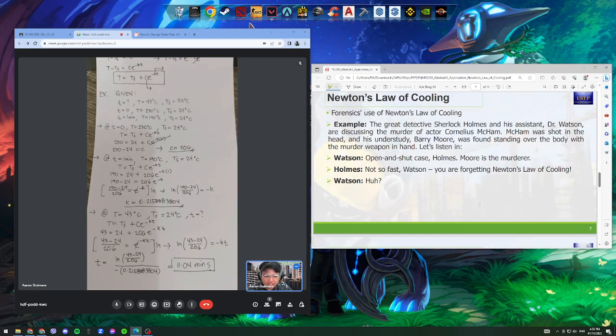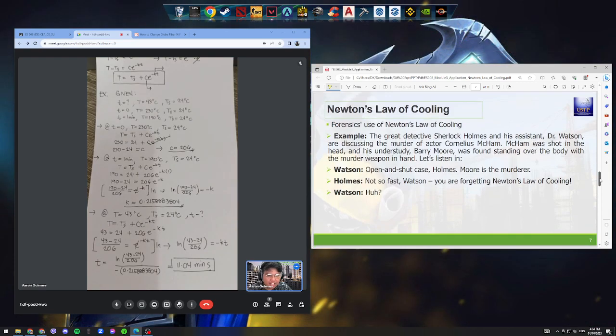We have example here. We have a scenario here. Okay, forensics use of Newton's law of cooling. We have example. The great detective Sherlock Holmes, no, and his assistant Dr. Watson are discussing the murder of actor Cornelius Macam. So forget about my pronunciation. No? Di kay ko kayo mo basa ani no. Macam ba ni or Macam. Macam was shot in the head and his understudy Barrymore was found standing over the body with the murder weapon in hand. So let's listen in their conversation.